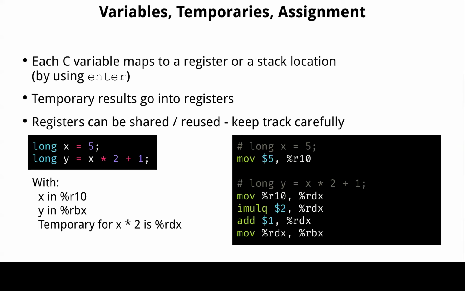So has everyone tried something like this? In your homework, you don't have to do this, right? Anyway, we're moving it to RDX, then we multiply, then we just add 1. But eventually, we're moving this to where Y is in RBX. So we move RDX to RBX. This may not be the optimal way to implement this. We probably can save one instruction here.